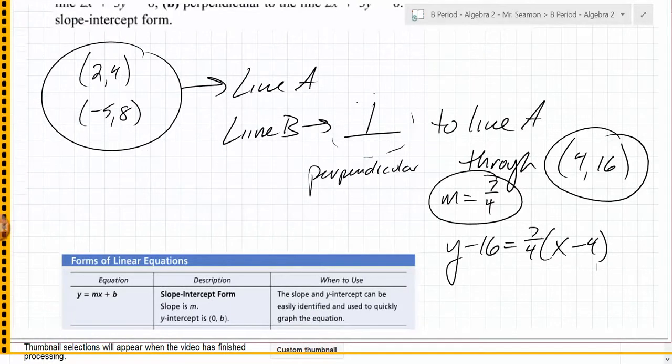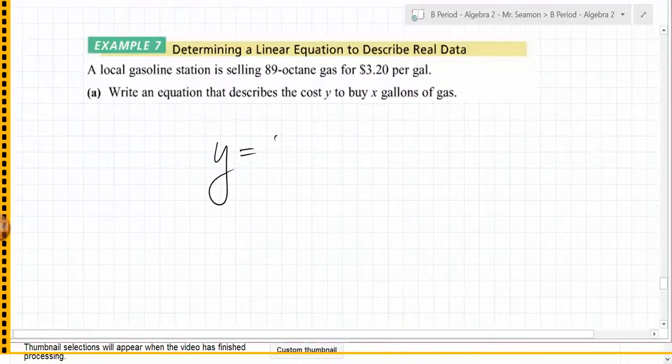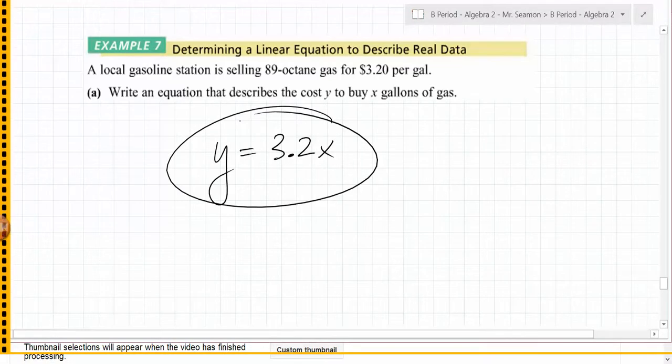How many pieces of information do you need to write the equation of a line? 2. That's it. I gave you one. You gave you the point, so you just need to find the slope. Yay. 3.2x plus 89. No, it's just that. 89 is the name of the gas. So there it is. You multiply the cost by the number of gallons. The cost per gallon times the number. You got it. Excellent.